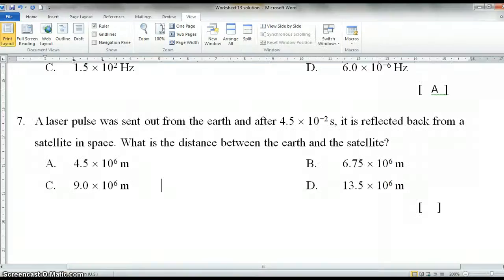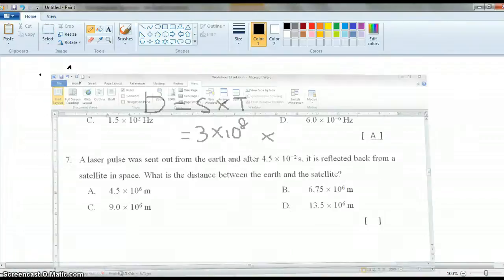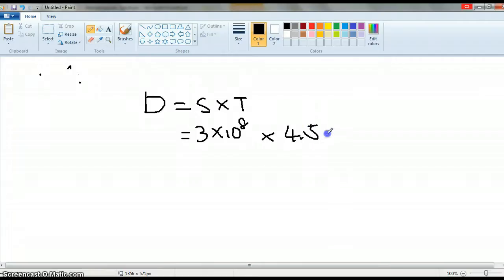They ask us to calculate what? Distance equals speed times time. The speed we know for laser pulse is 3 times 10 to the power 8. The time we know to be 4.5 times 10 to the power of -2. Okay, this value is 1.35 times 10 to the power of 7.